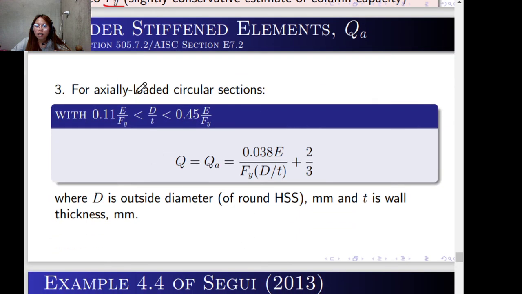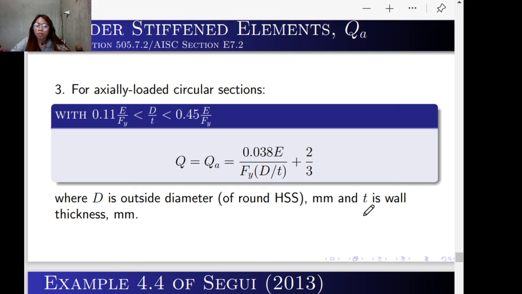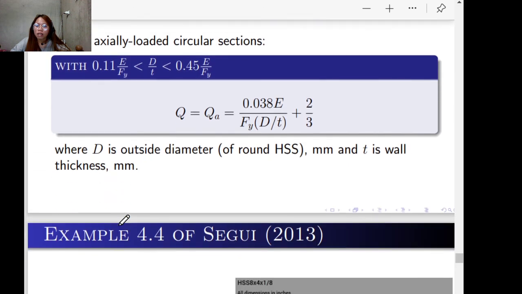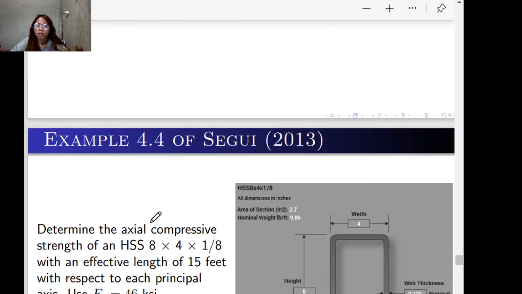For axially loaded circular sections with D, this is the diameter, divided by t, greater than 0.11 E over Fy but less than 0.45 E over Fy, use this Q sub a equal to 0.038 E over Fy times (D over t) plus 2/3. Axially loaded circular sections, or these are pipes. Where D is the outside diameter of round HSS, in millimeter, and t is the wall thickness. Alright, we have here an example.